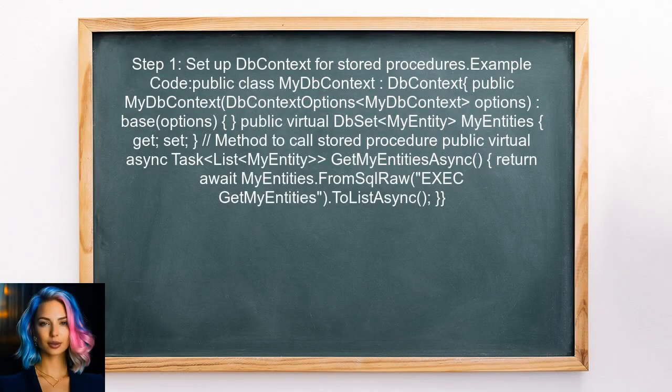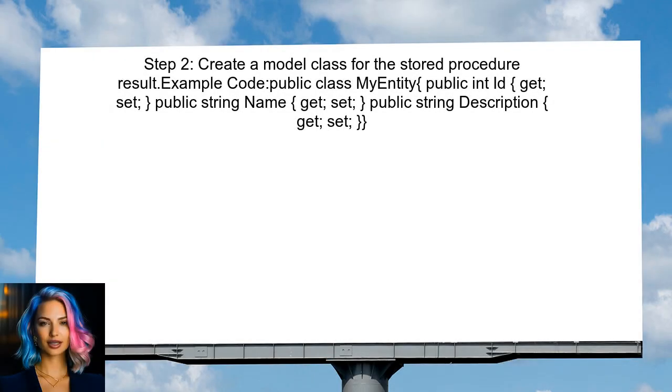To access stored procedures in Entity Framework Core, the user first needs to ensure that their DB context is properly set up. This involves adding a method in the DB context class that maps to the stored procedure. Next, the user should create a model class that represents the data returned by the stored procedure. This class should have properties that match the columns returned by the procedure.